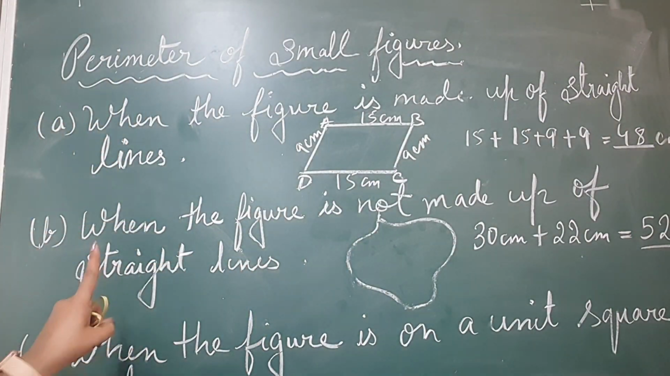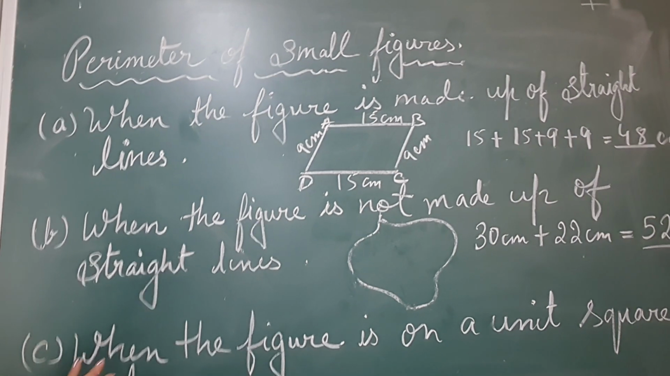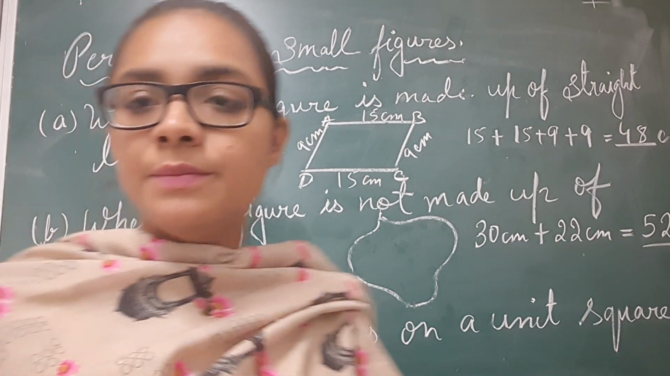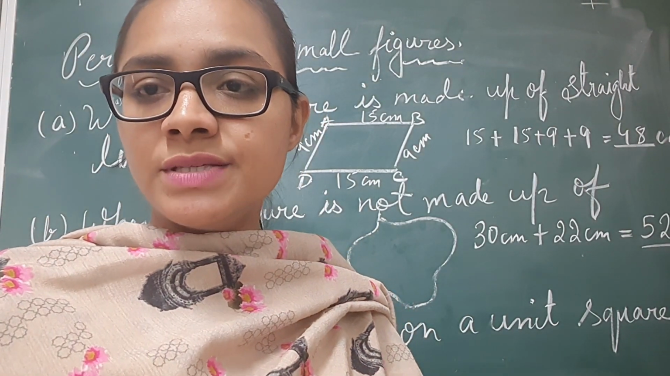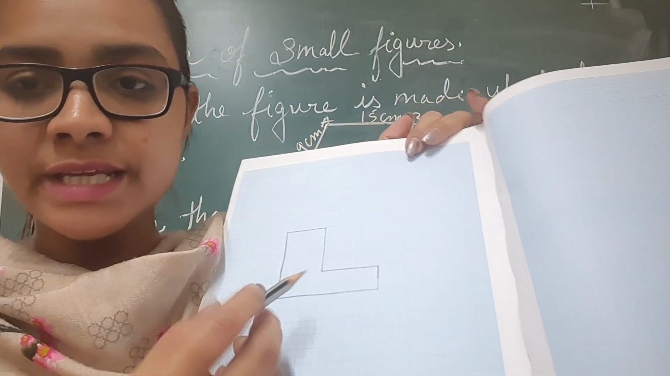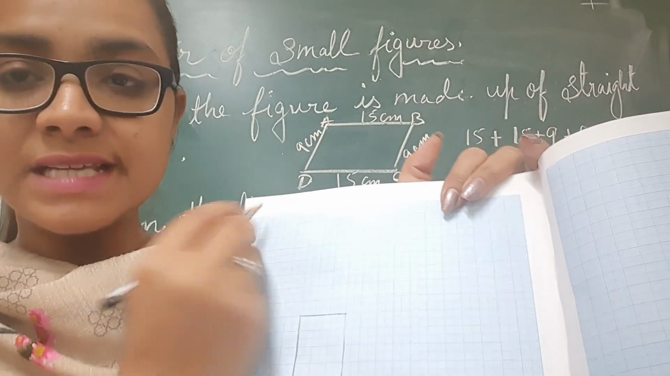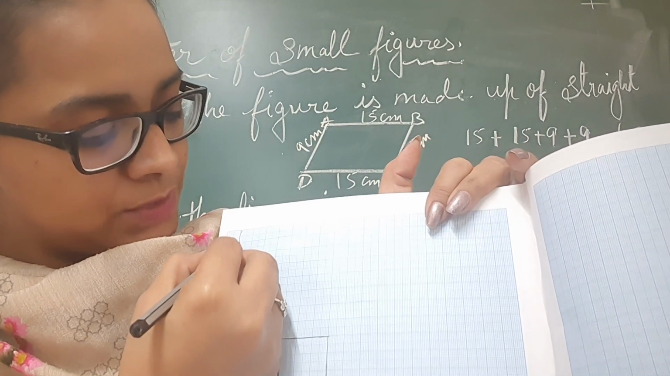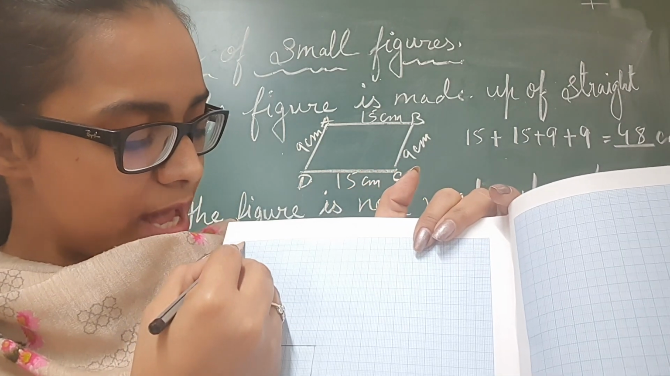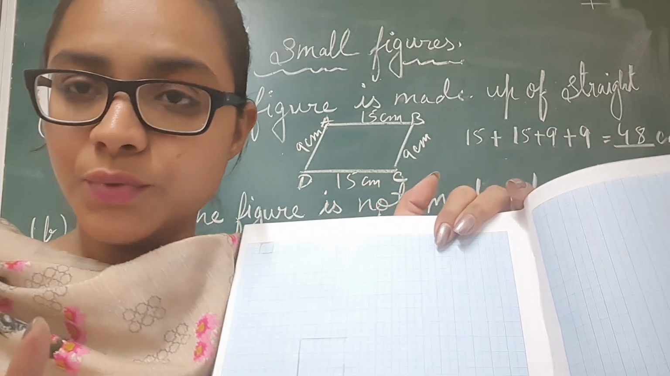Next situation, next is when the figure is on a unit square paper. Unit square paper means your graph paper, it is also known as that. I will show you right now. So this is called your graph paper or unit square paper. Okay. So in this, if any figure is drawn, I will let you know here. So this figure I have drawn here. Here you can see on this paper squares are made. That's why this paper is known as square paper, unit square paper. And one square we are taking as 1 unit here.